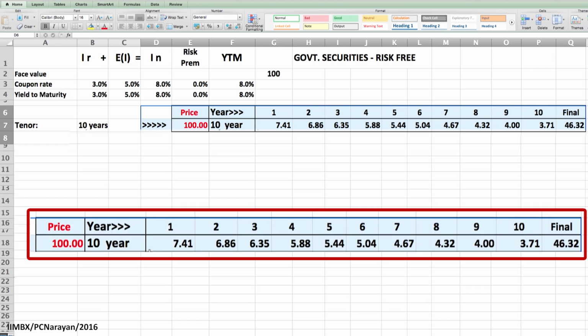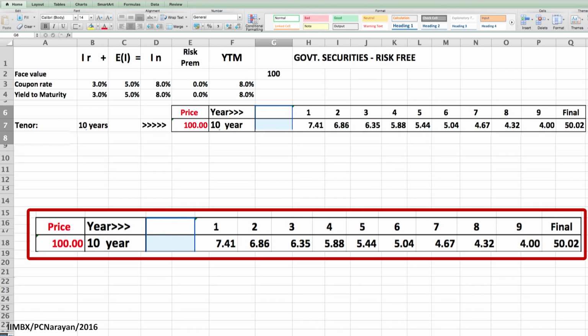Let's say a year has elapsed. What would then happen is whoever is the holder of the bond would have received 8 units at the end of the first year, and therefore the first year's cash flow is gone. The residual maturity of this bond therefore now is 9 years. If nothing changed and the yield to maturity is the same as the coupon rate, the price of the bond would still be 100.